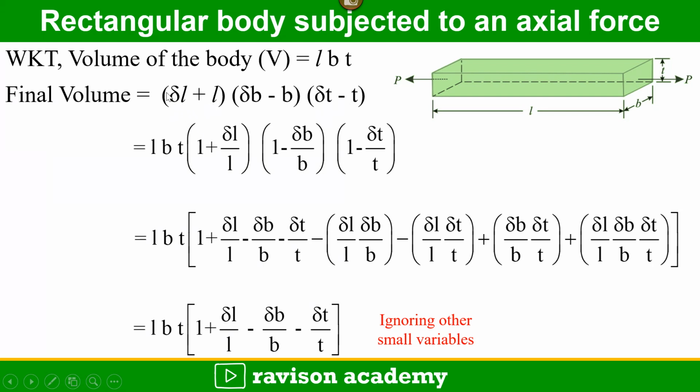So on solving this, we will be getting LB into T into 1 plus del L by L minus del B by B minus del T by T. Other small variables are ignored because the del L by L is also a very small value. When you multiply del L by L into del B by B, it will be a very small value. So all the small values are ignored. The final volume is taken as this.